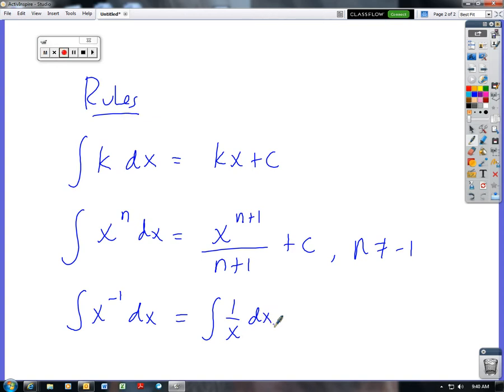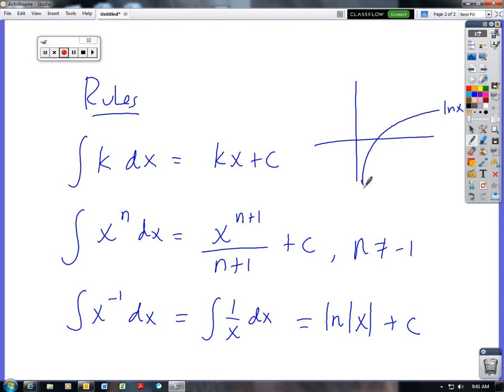Can you think of a function whose derivative is 1 over x? And that function would be the natural log of x. And we have to write it, though, as the natural log of the absolute value of x, because the domain of natural log looks like this. You can't take the natural log of a negative number. So the domain of natural log is x greater than 0. So we have to put the absolute value bar around x.